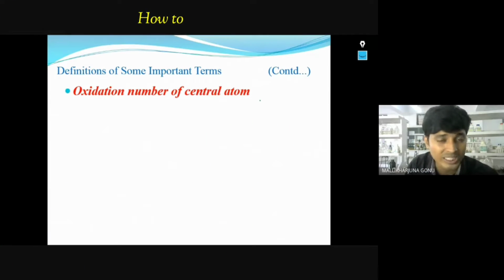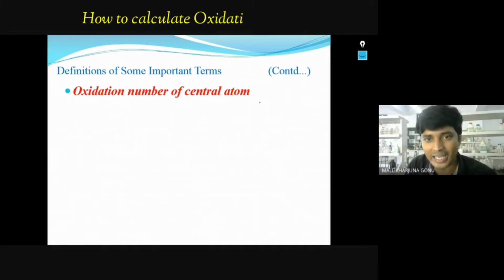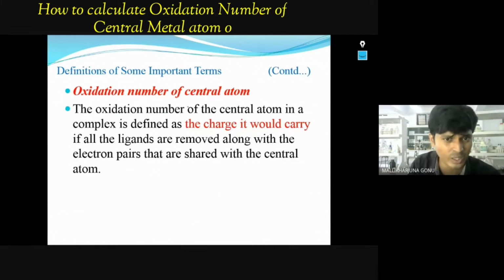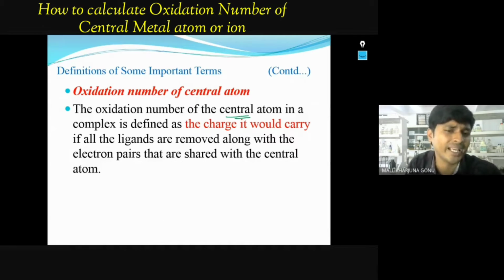Next, oxidation number of the central atom. How to calculate the oxidation number of the central atom? This is what we were just now discussing. The oxidation number of the central atom in a complex is defined as the charge it would carry if all the ligands are removed. You have to imagine how the ligands are being removed. That's how the oxidation number will be generated.